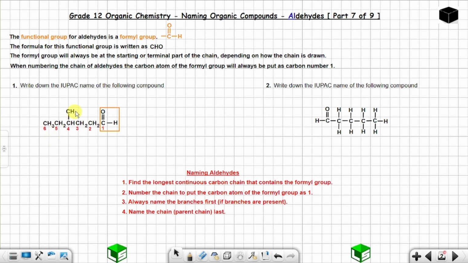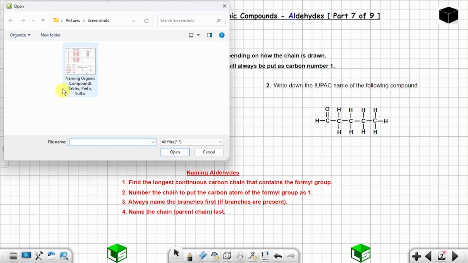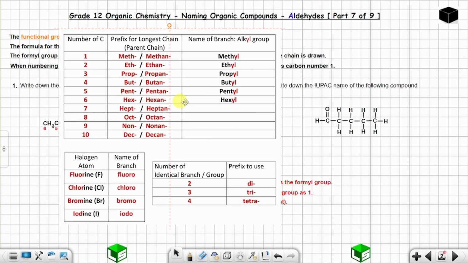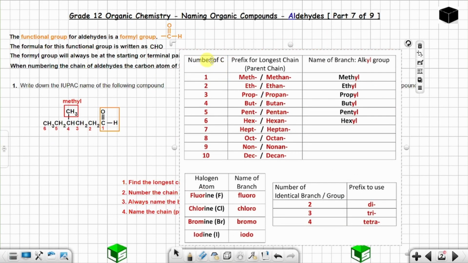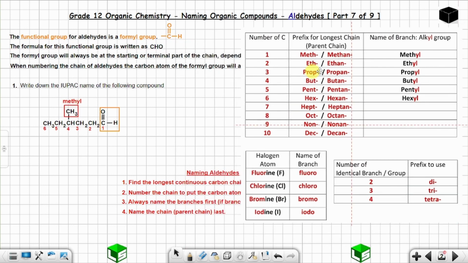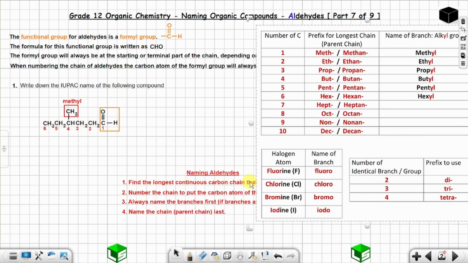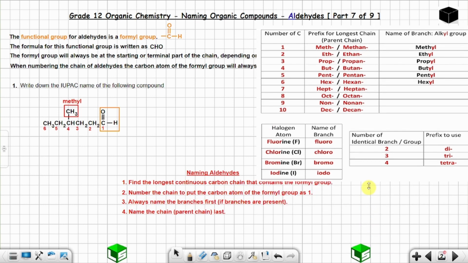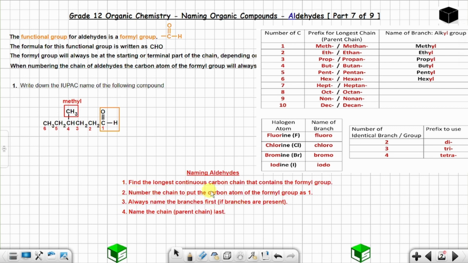This is your branch, which is known as methyl. You can see that from the table. When you have the branch made up of 1 carbon atom, the branch is known as methyl. So this branch is known as a methyl. Now, after you are done numbering, you can start with naming.